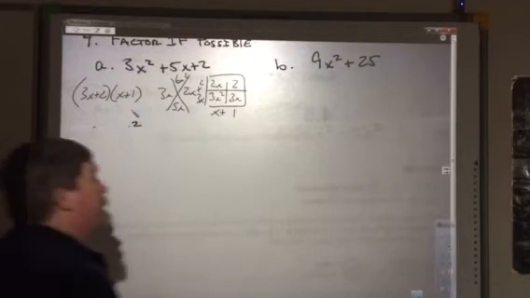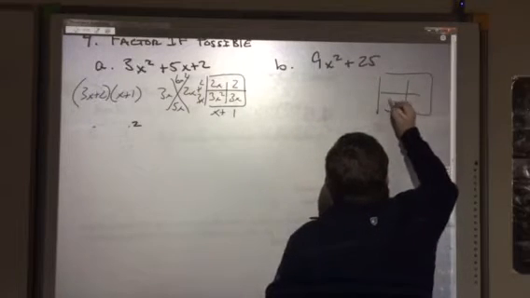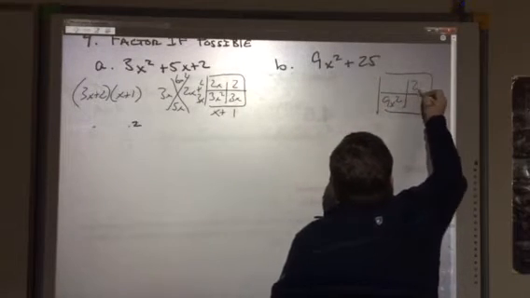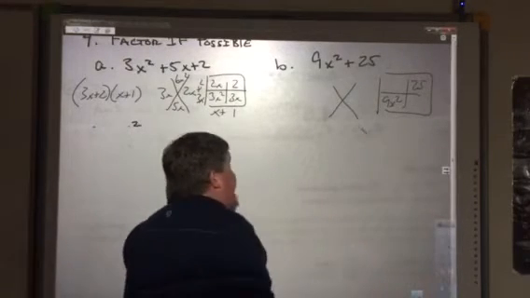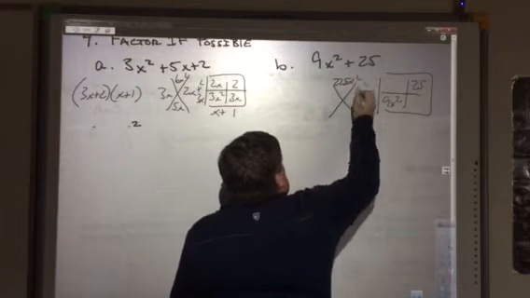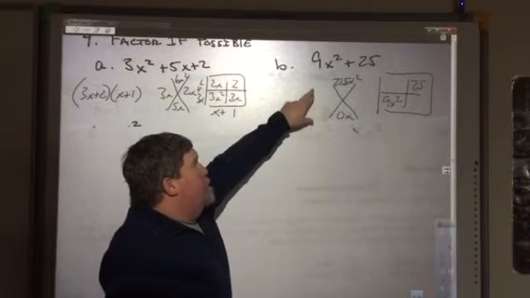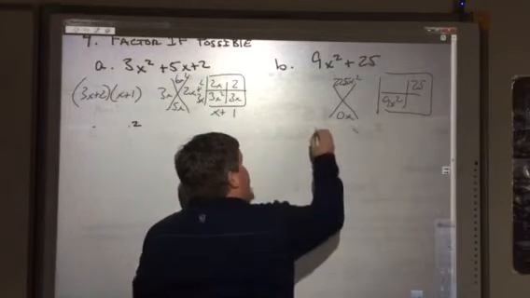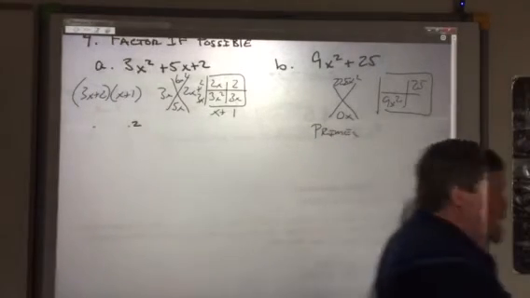B, you're going to make the generic rectangle. 9x squared, 25. Diamond problem. Okay, 225, x squared, 0x. There's no factors of positive 225 that add to 0x. So this is prime or not factorable.